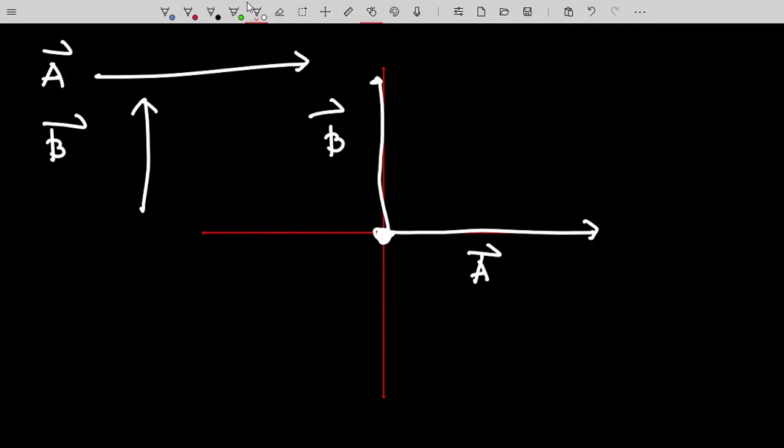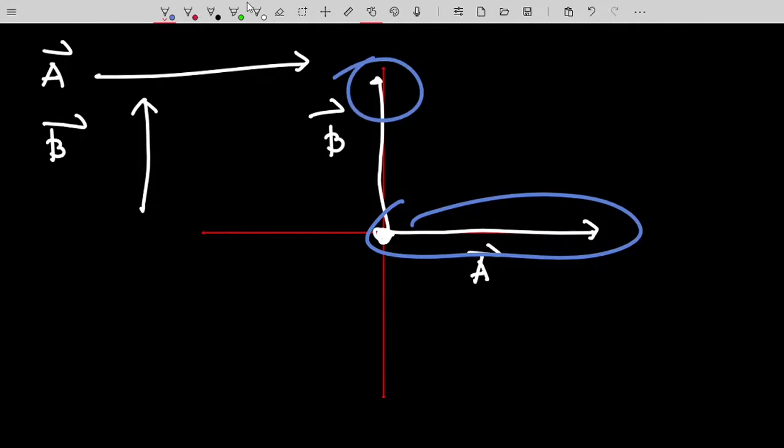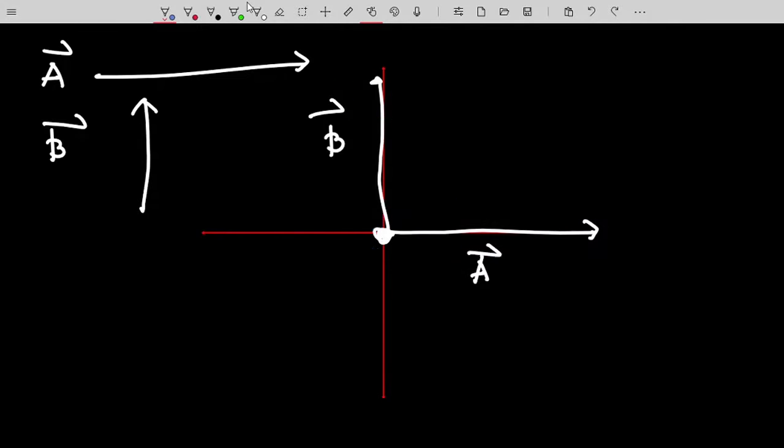Now the next thing to do is to copy the vector A to your vector B. Now how should we do that? Again, the next thing to do is to copy the first vector starting from the head of the second vector. So we're just going to copy this vector to the head of your second vector. So let's try to do it. Just copy your A vector.